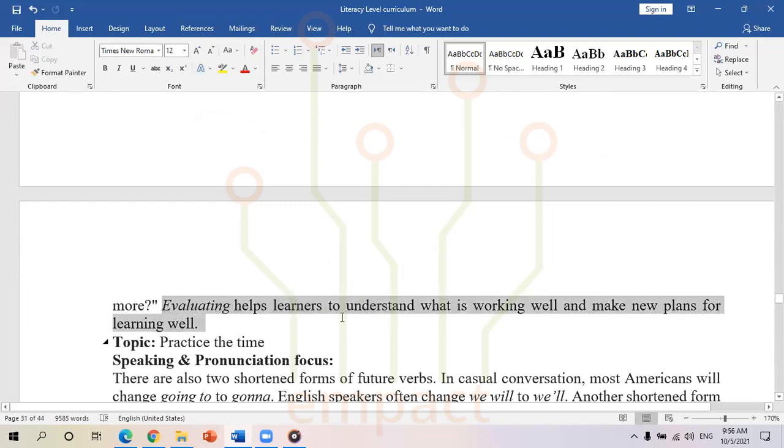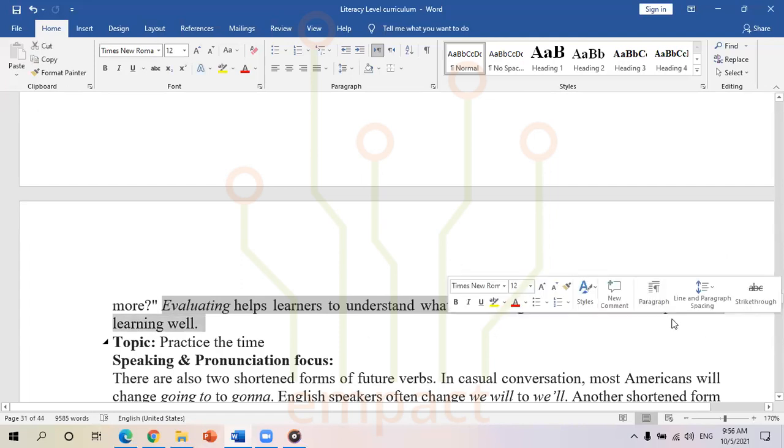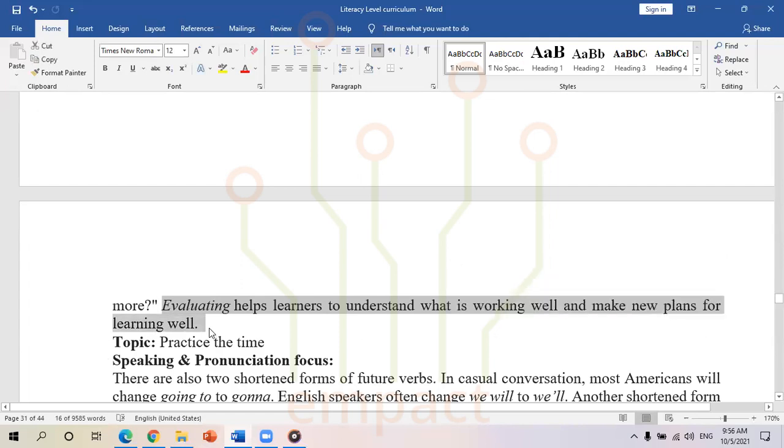Evaluating helps learners to understand what is working well and make new plans for learning well.